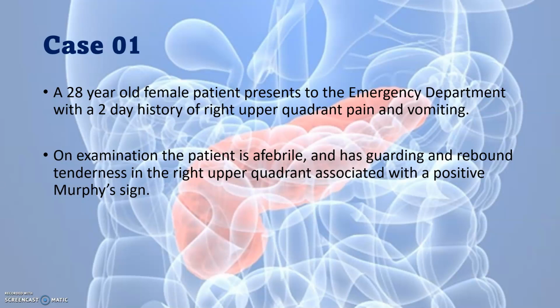So a 28-year-old female patient presents to the emergency department with a 2-day history of right upper quadrant pain and vomiting. On examination, she's afebrile, has guarding and rebound tenderness in the right upper quadrant associated with a positive Murphy's sign. So just pause the video, think about what this could be, and think your way through the pathophysiology of the condition, its clinical presentation, epidemiology, and complications.